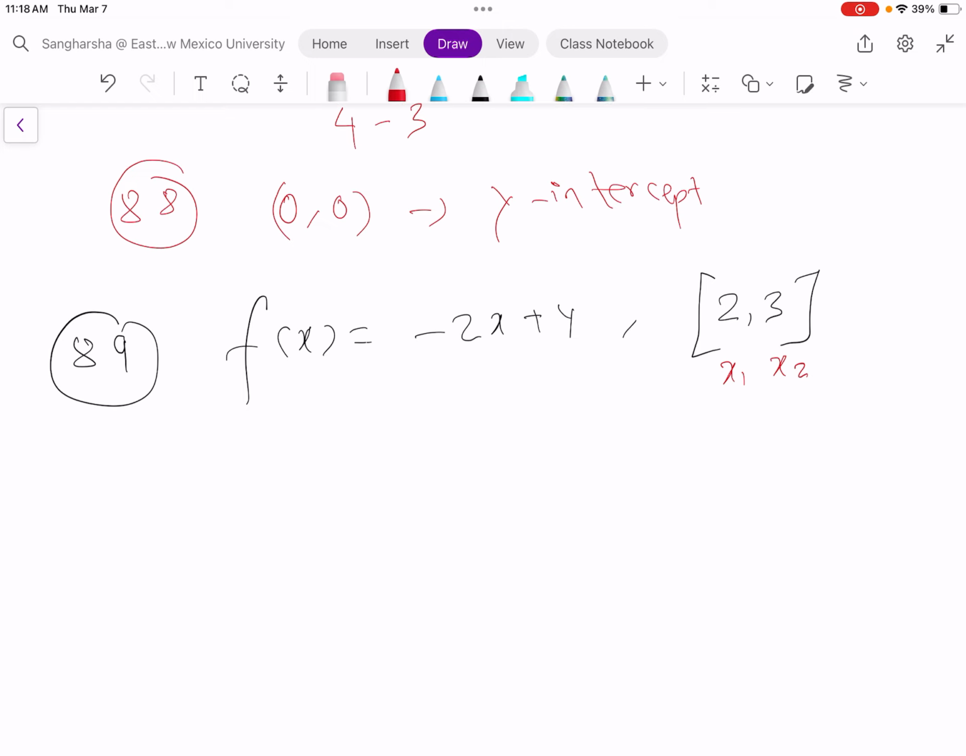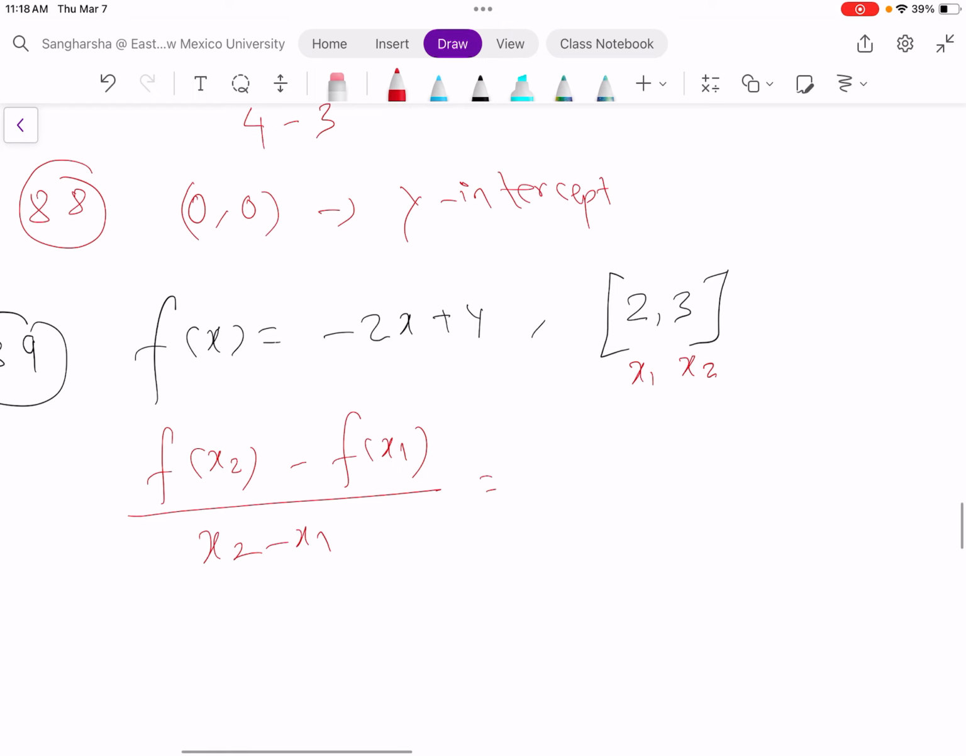And our average rate of change is given by f of x2 minus f of x1 divided by x2 minus x1. Now, what would be f of x2? How do we find f of x2? Our x2 is 3. How do we find f of x2? We substitute 3 in the function, right?